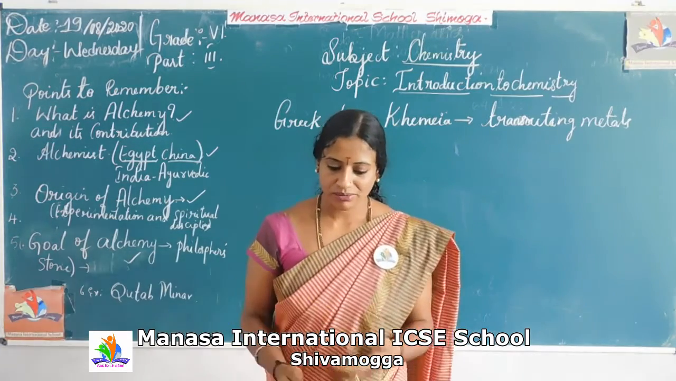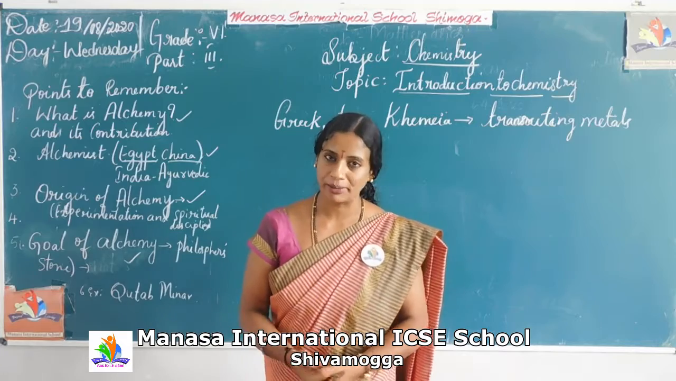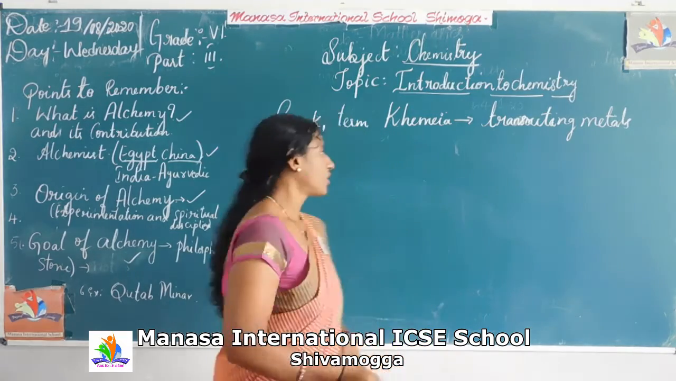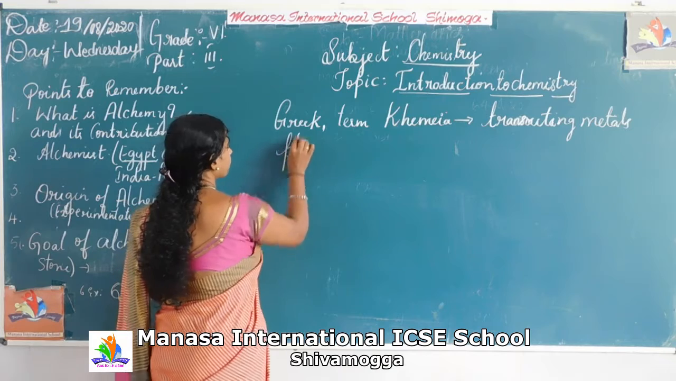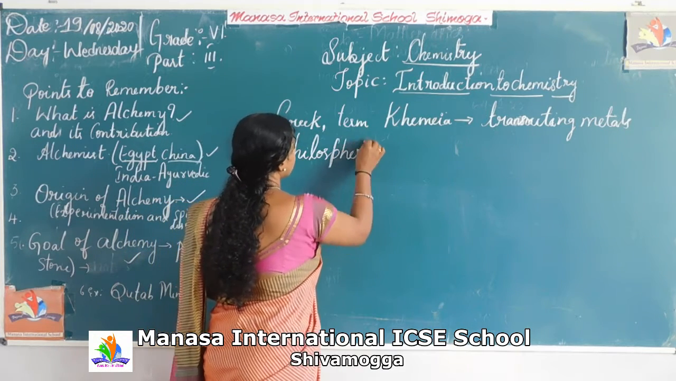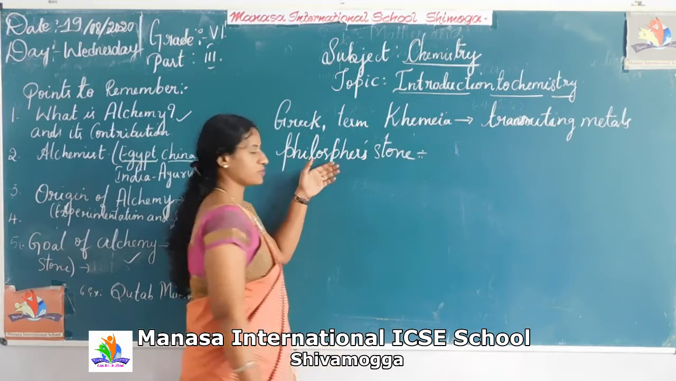Next we'll discuss the goal of alchemy. This alchemy, the branch that is presently what we study as chemistry, had the goal to produce a philosopher's stone. The philosopher's stone: what is this exactly? Why did they give this philosopher's stone?